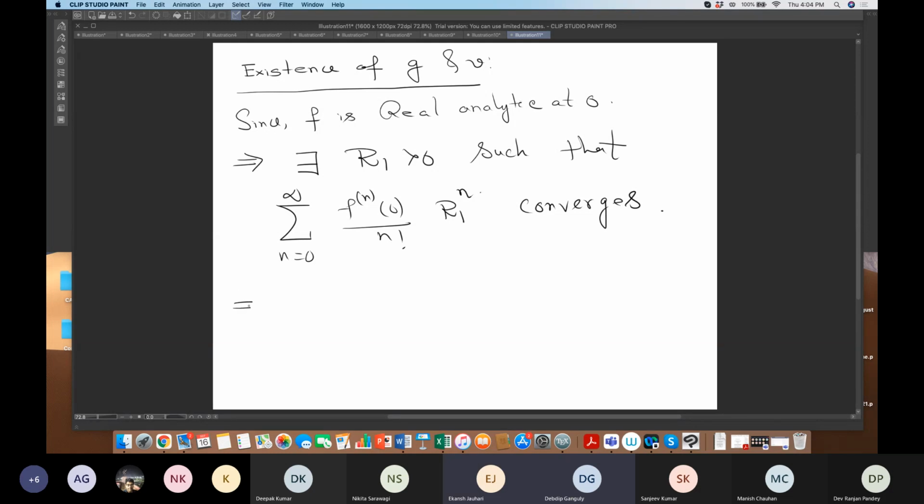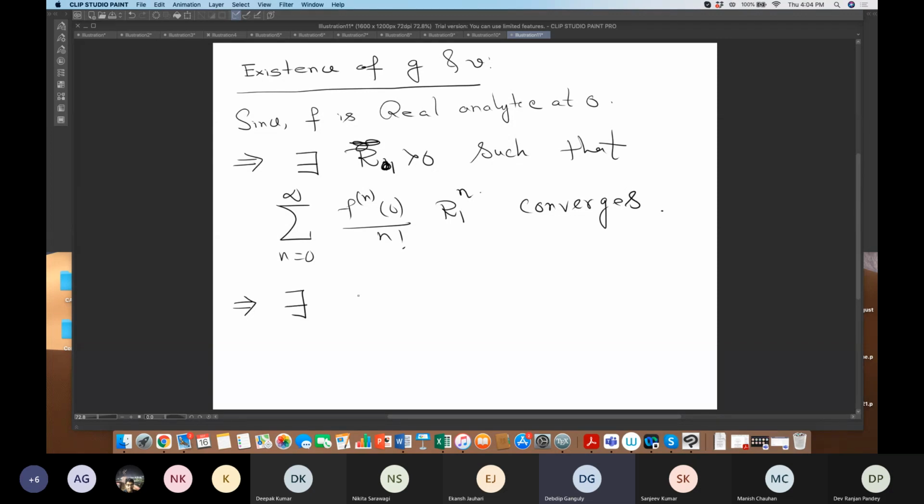Sir, this R1 is not the same as the previous one, right? No. There is nothing to do with that R1. Yes, you can take R bar, just for our purpose. This is nothing to do with that R1. That is any arbitrary R1 I have chosen from 0 to R. Okay. This implies this series converges.